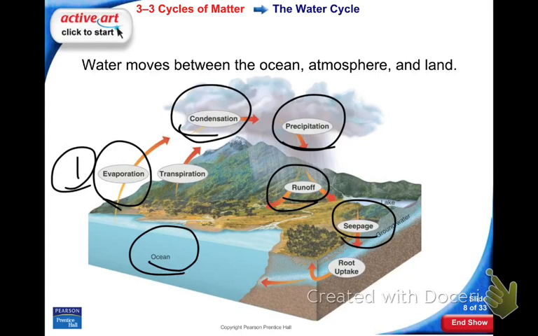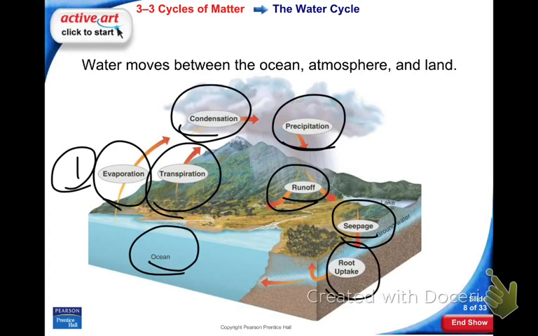And seepage, when the water soaks into the soil, and we showed that in our little demo where we looked at how much water is held in the soil. Root uptake, what do you think that means? The roots are taking in water, and where's that water going? Into the plants. And why would the plants need it? The plants need that water to do photosynthesis, right?